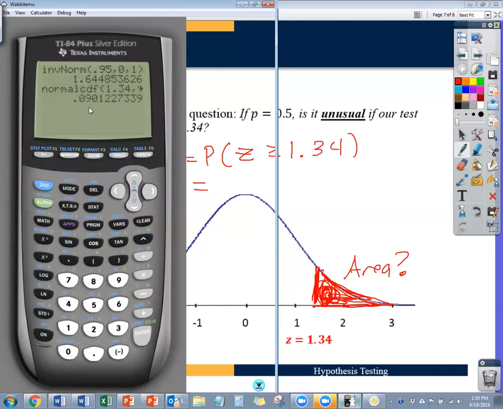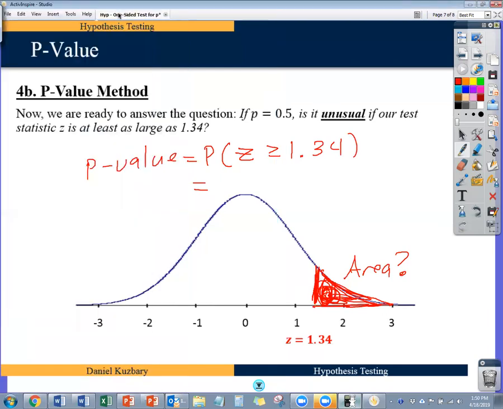And I get 0.0901 as my p-value. My p-value is 0.0901. So that's the area of this thing. So you can kind of see on the picture, it's almost 10% of this distribution. Almost 10%. It's 9.01%. Now what does that mean?